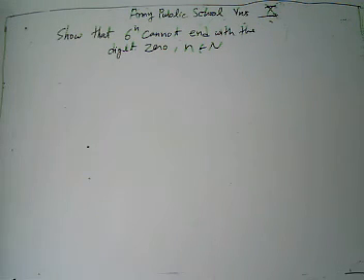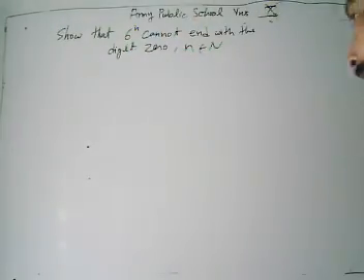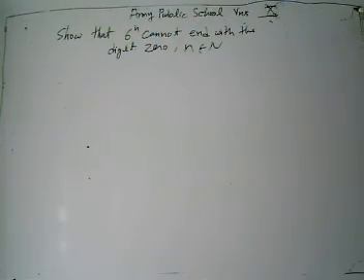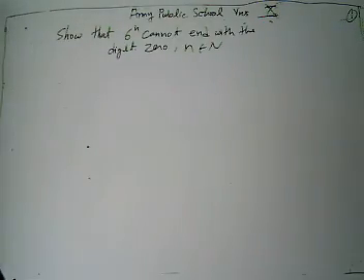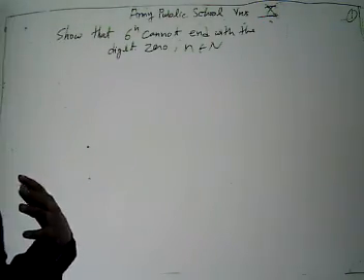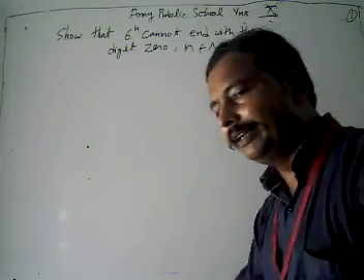Look, what do we have to show here? We have to show that 6 to the power n cannot end with the digit 0 for each and every n belonging to N. For every n belonging to N. Then, how can we show that 6 to the power n cannot end with the digit 0?